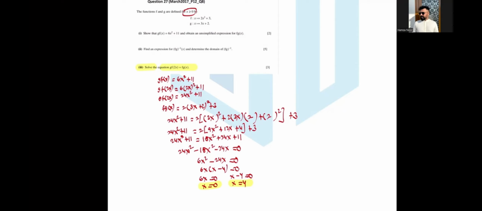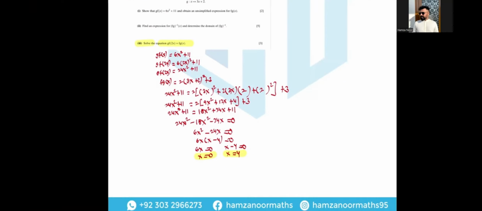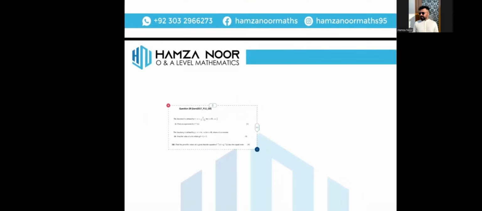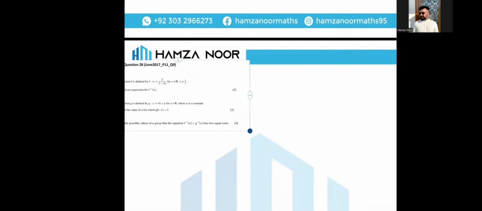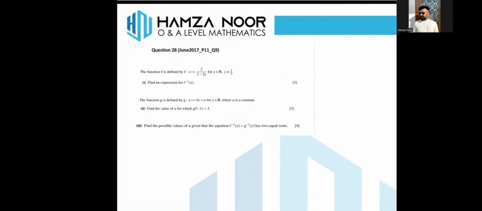So this was handout question number 27, February-March 2017, paper 1, variant 2, question number 8. All right, so now let's see another question, which is handout question number 28. This question is not specifically on the domain and range of composite functions, but still it is on the topic of functions, so it deals with inverse functions as well. So this is question number 28, May-June 2017, paper 1, variant 1, question number 9.